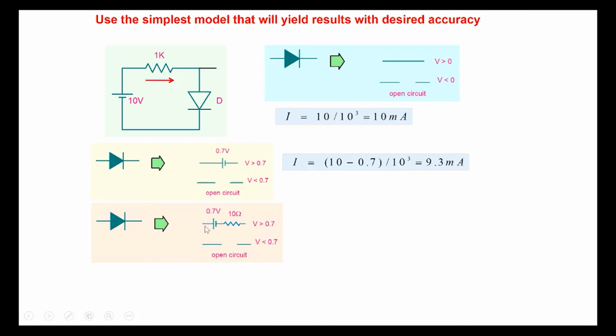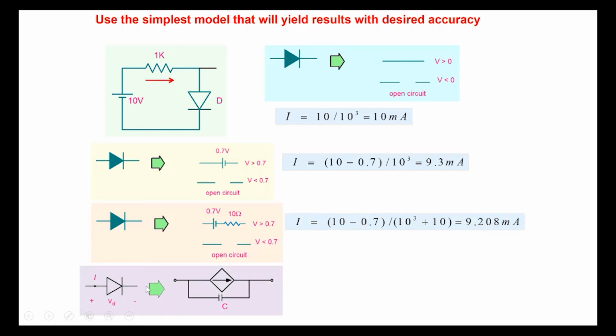And so that gives me 9.3 milliamperes here. In the next case, we approximate it by 0.7 and a 10 ohm resistor here. This one gives me 9.208. And finally, I use the nonlinear diode model, and that gives me 9.24 milliamperes here. So note that this one was the easiest to use, and this one is the most complex to use, and so is the most accurate answer here. So the error is 8.2%, the error is 0.65%, and the error is 0.34% here.